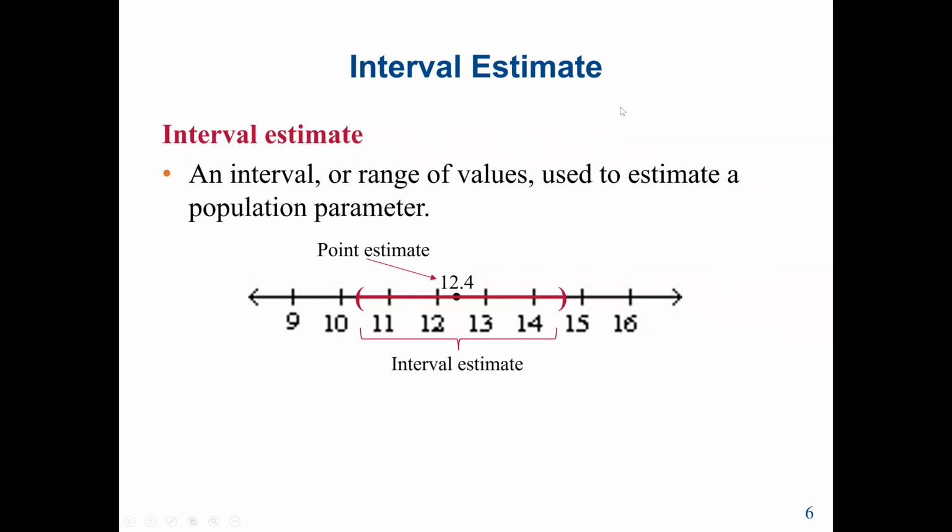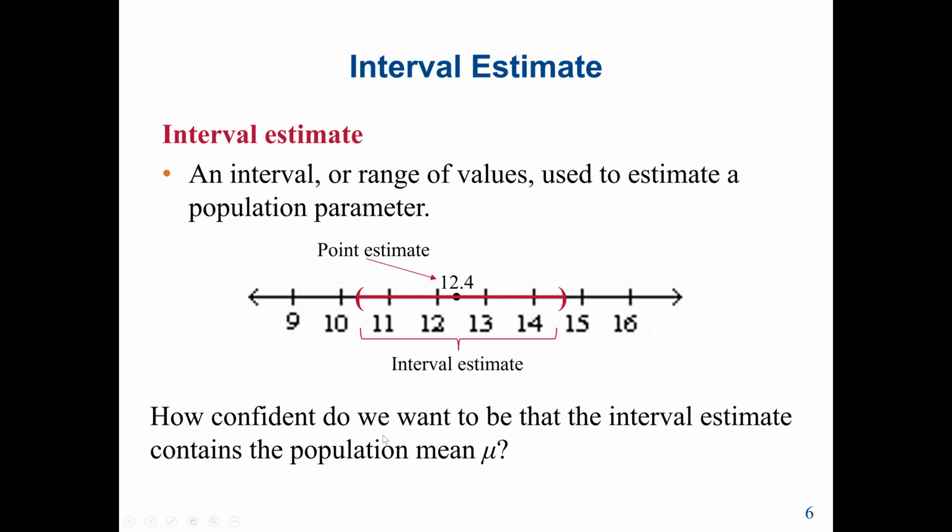Next, we have what we call the interval estimate. As we said, the point estimate is one specific value, the mean, one value. But an interval is a range of values, so it will be more than one point. It's used to estimate the population parameter. Our point estimate was 12.4. If we are using this scale from 9 to 16, our interval estimate will be somewhere, let's say 10.5 to 14.5, and the point estimate is the middle, which is 12.4. So the interval estimate is the interval from 10.5 to 14.5, where we have the red parentheses. That will be our interval. So the interval, or the range of values, is normally used to estimate the population parameter.